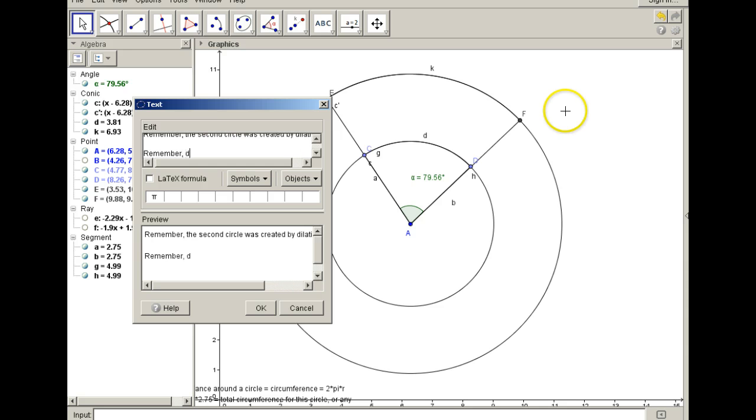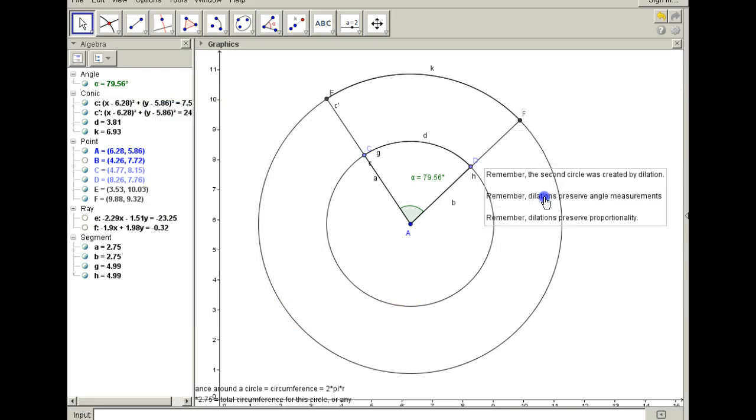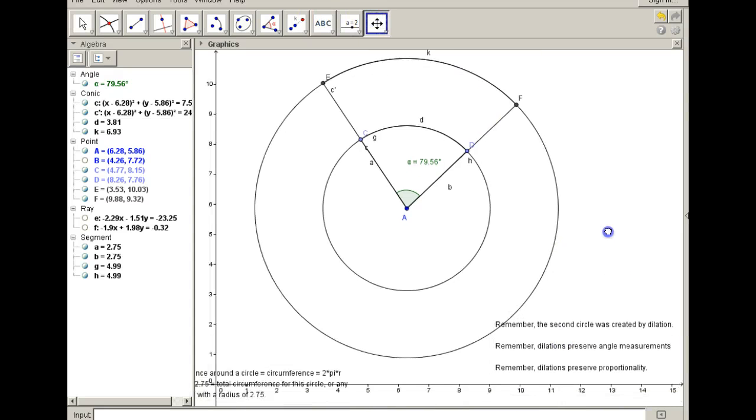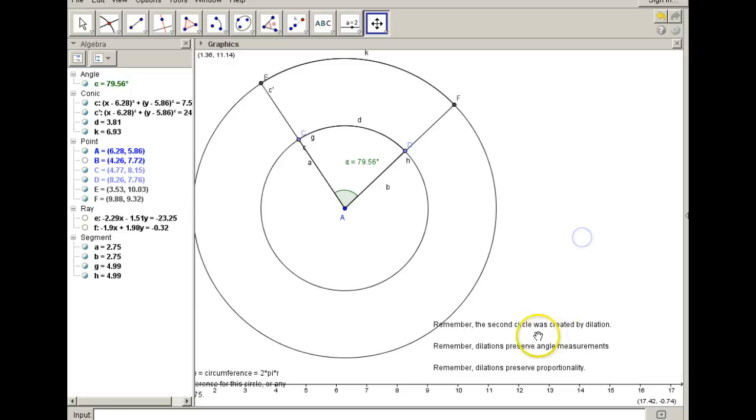Remember, dilations preserve angle measurements, and remember, dilations preserve proportionality. Oh man, those are good things to keep in mind, right? They preserve angle measurement and they preserve proportionality.